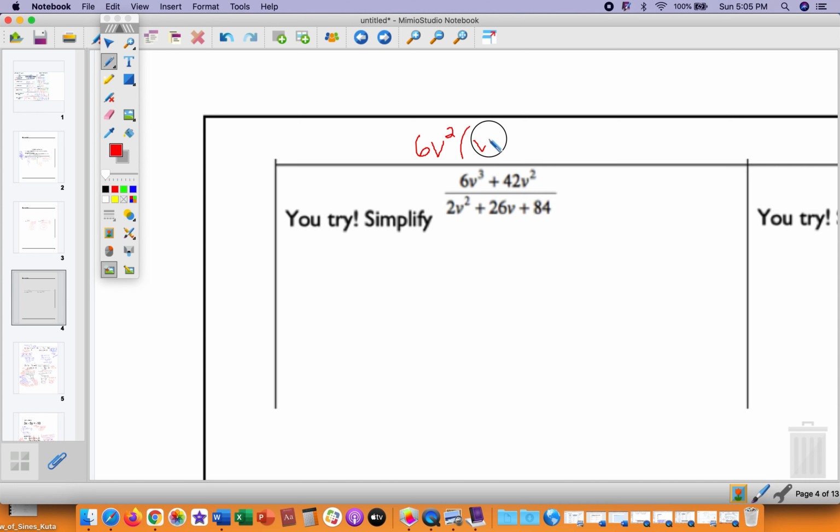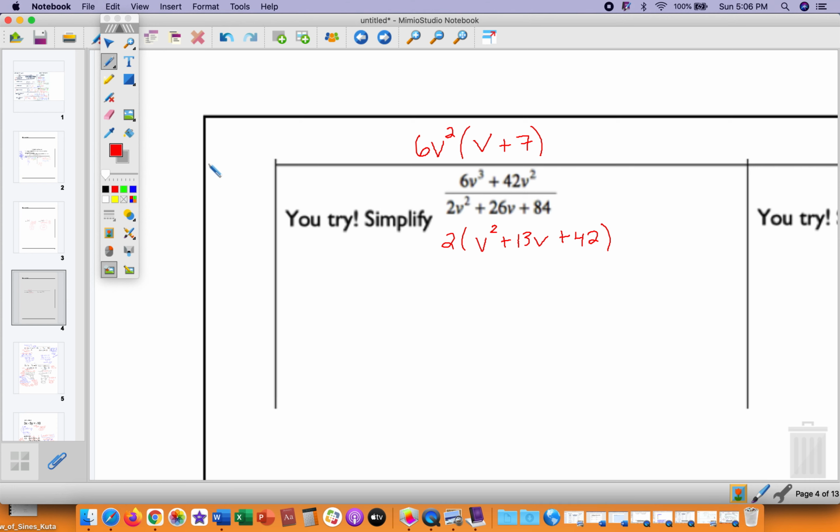So I'd be left with a v, 6v squared times v is 6v cubed, plus 42 divided by 6 is 7. So 6v squared times v is 6v cubed. 6v squared times 7 is 42v squared. In the denominator, you want to see if there's a GCF. So it looks like all terms are divisible by 2. So you want to go across the top and take out a 2. v squared plus 13v plus 42.